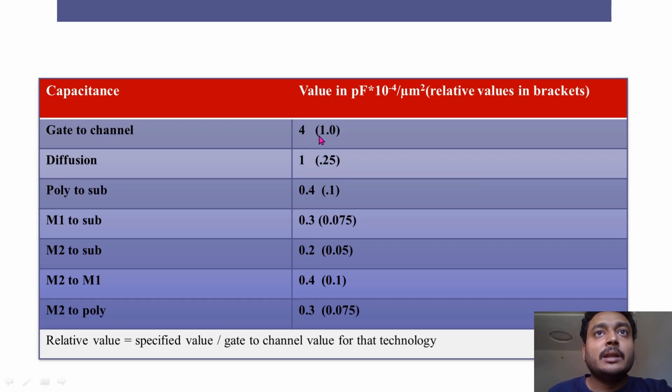The numbers you're seeing in the brackets are what we call relative values. This is calculated as the specified value divided by the gate to channel value for that particular technology. We are going to use this for calculating some examples. So it is the specified value divided by the minimum gate to channel value of that particular technology. You can remember that.